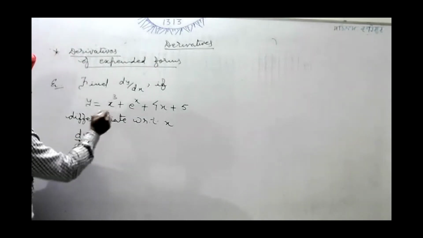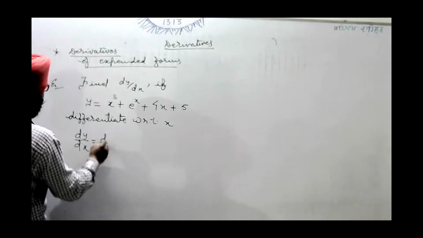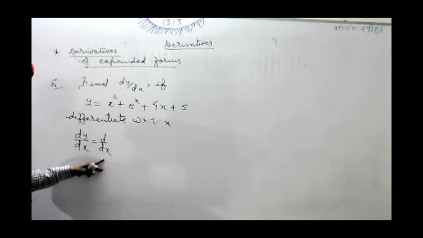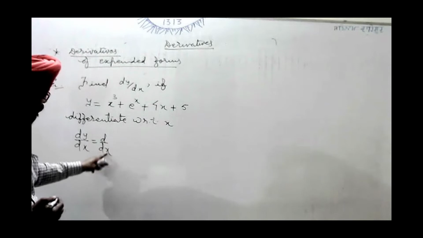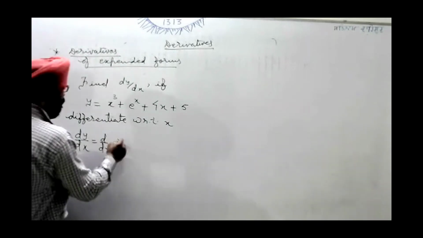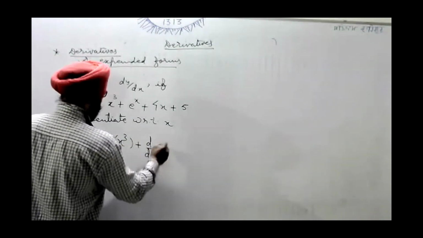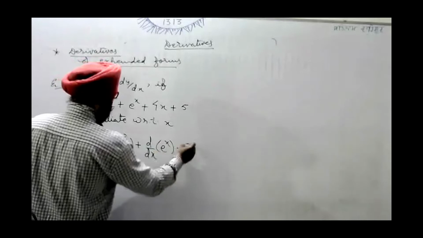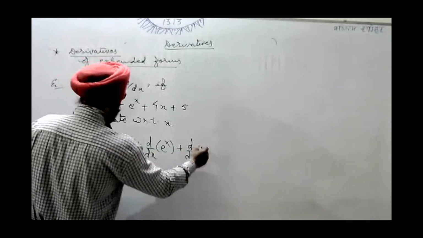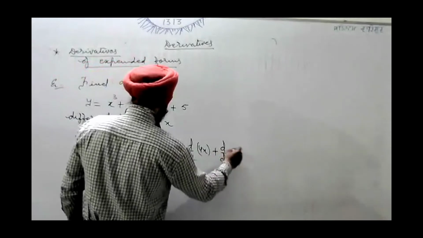This is equal to, now according to the property, we can separate d by dx. I will recall, this is known as the differential coefficient. So this is separated in each term by the properties: d by dx of x cube, d by dx of e to the power x, d by dx of 4x, d by dx of 5.